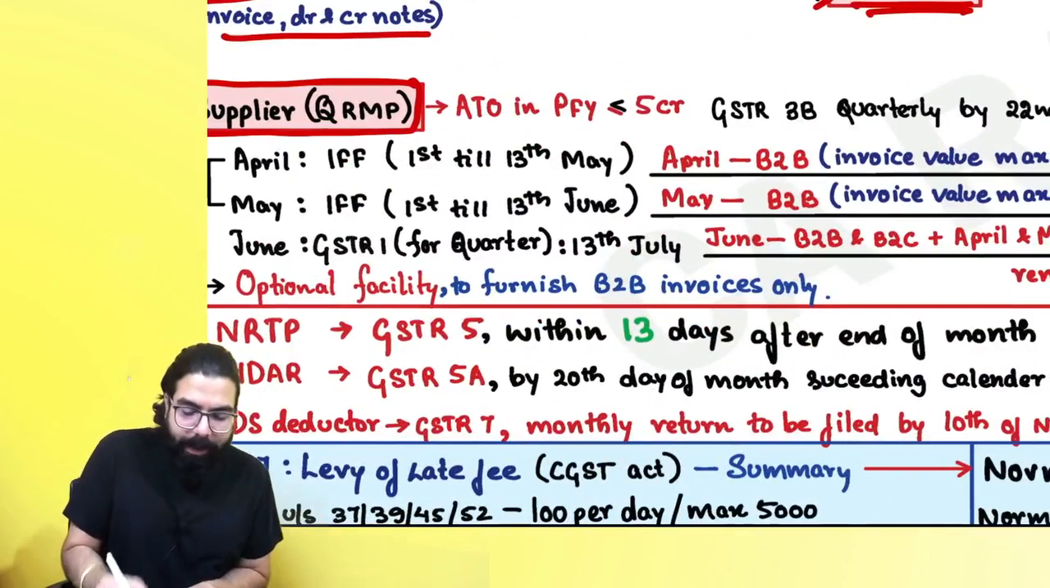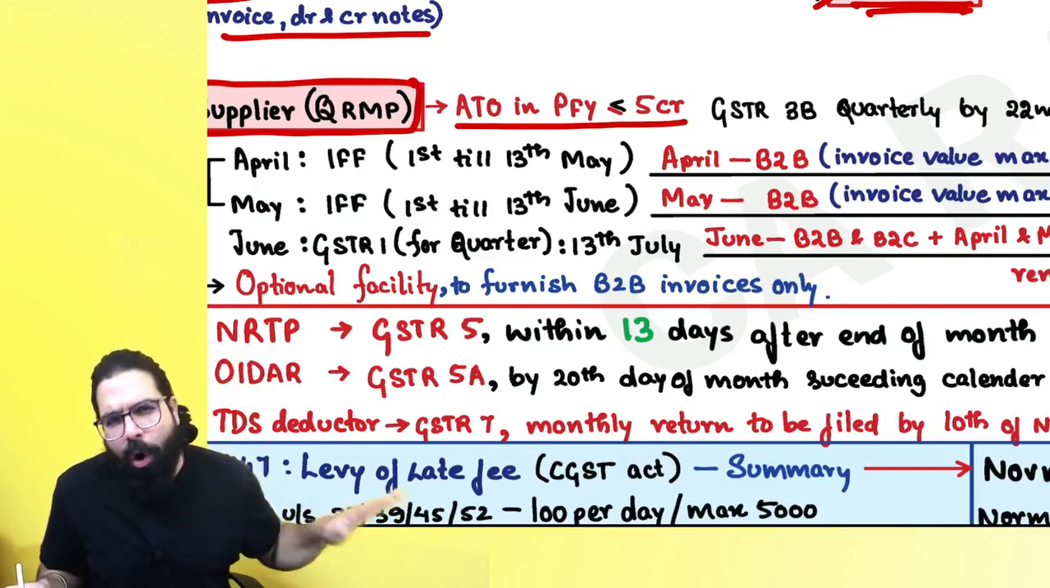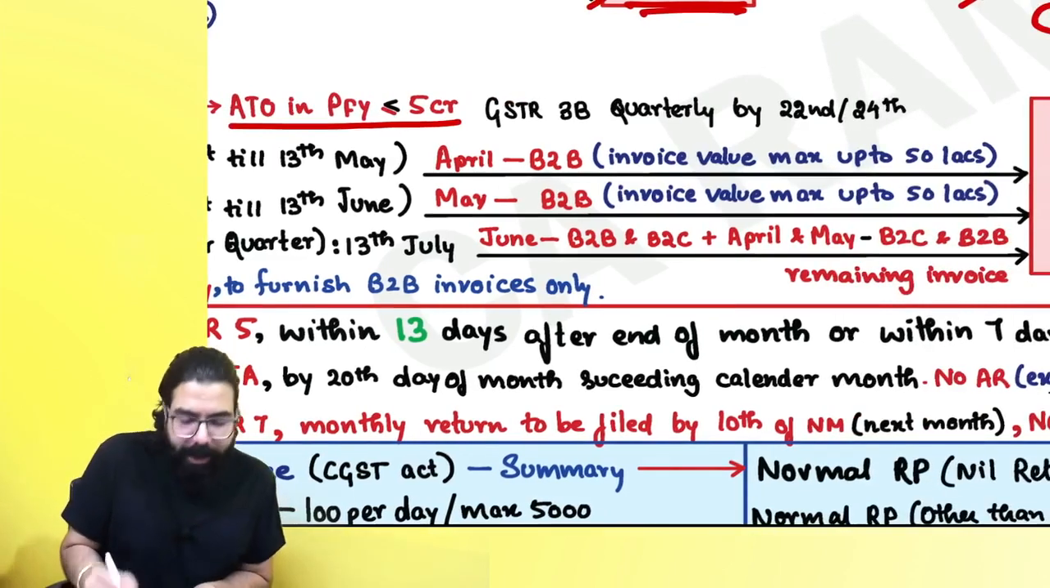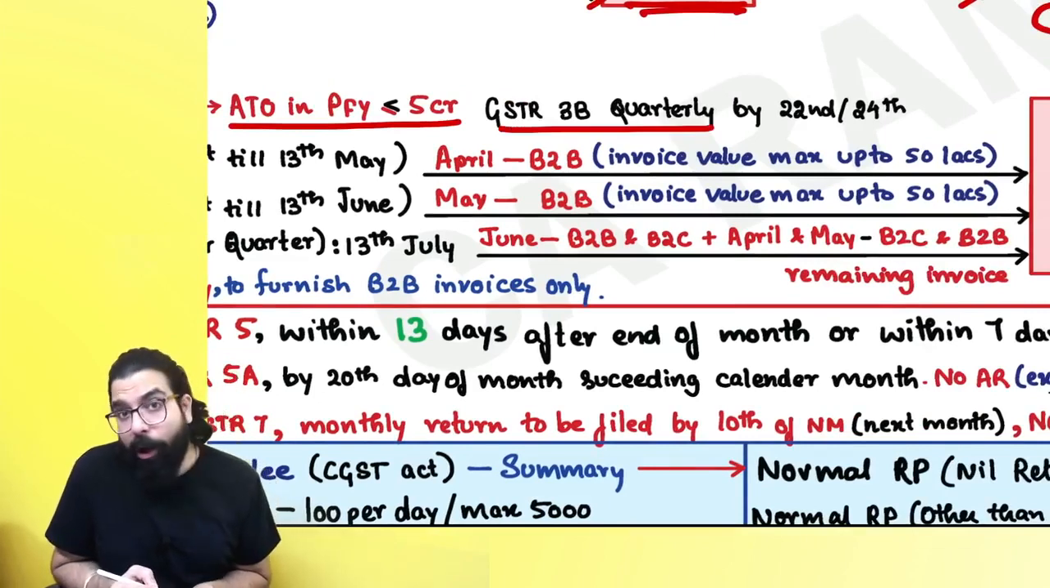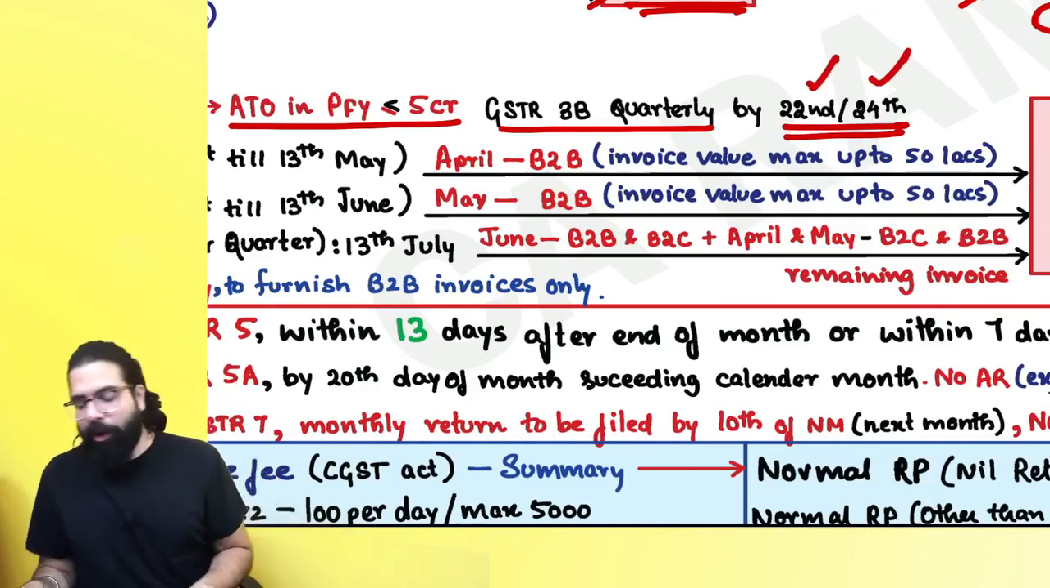The next one over here is if the supply is under the QRMP scheme. If his aggregate turnover in the preceding financial year is less than or equal to 5 crore, only then in the current year can he be under the QRMP scheme. He has to file GSTR 3B quarterly by the 22nd or 24th. For some states in India it is the 24th, for some it is the 22nd.